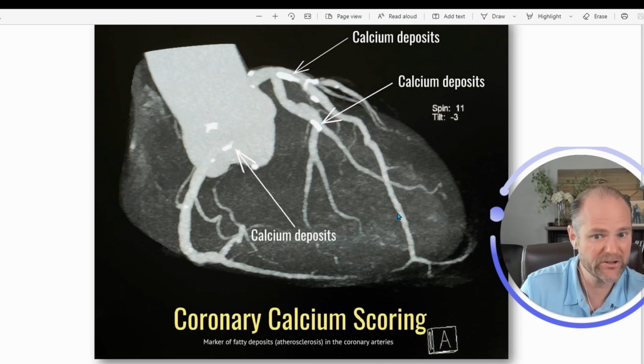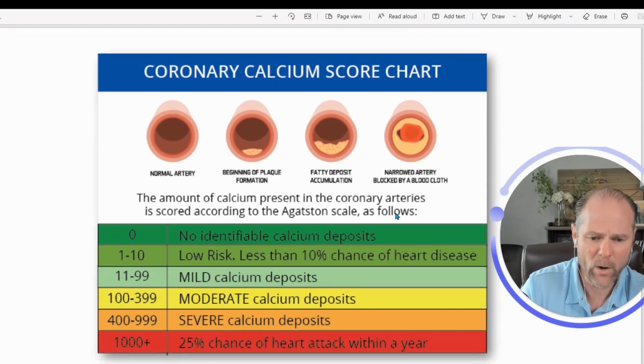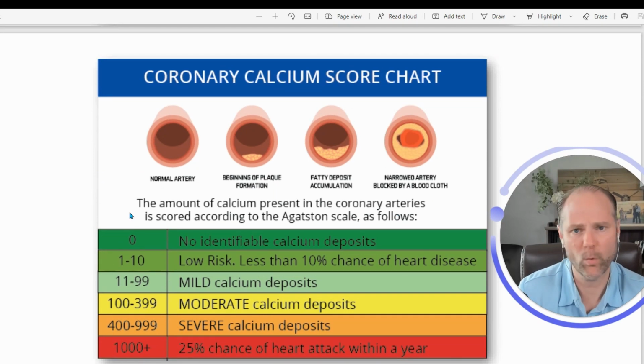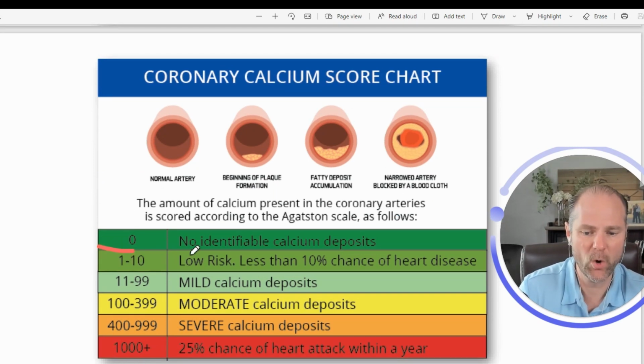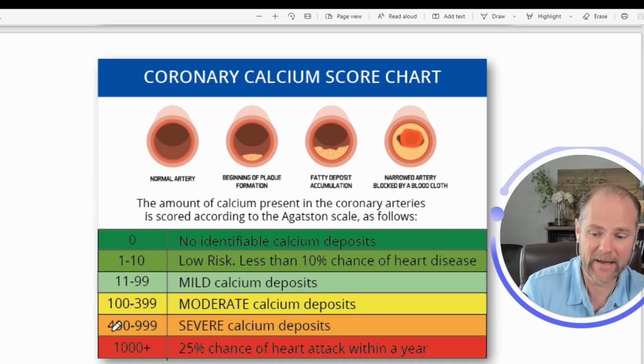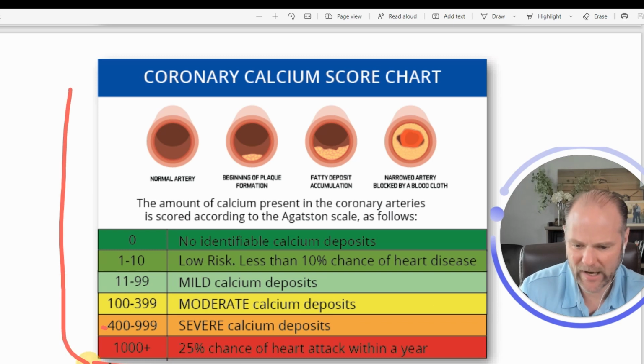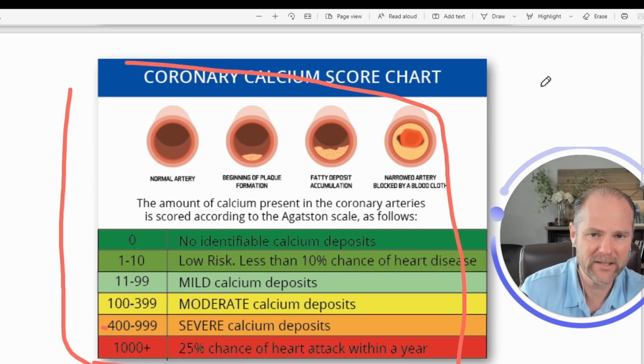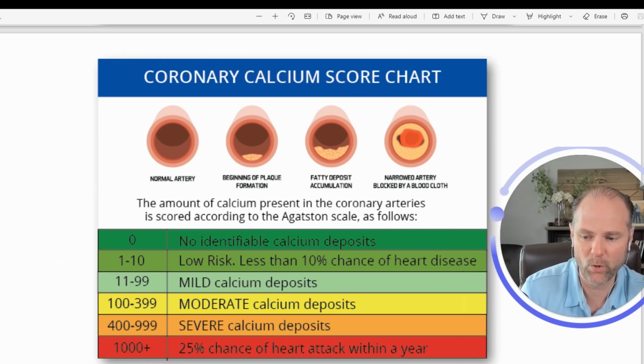So the coronary calcium score. Now, what the heck does all this mean? Like, what do these numbers mean? So 0 is no identifiable calcium deposits. We have a score of 1 to 10, a score of 11 to 99, 100 to 399, 400 to 1,000, and 1,000 up. So this kind of gives you an idea of what this all means and what the scans and the scores mean.